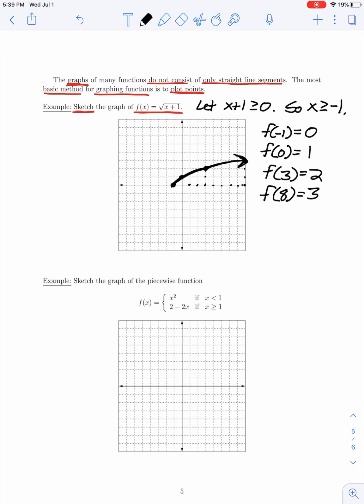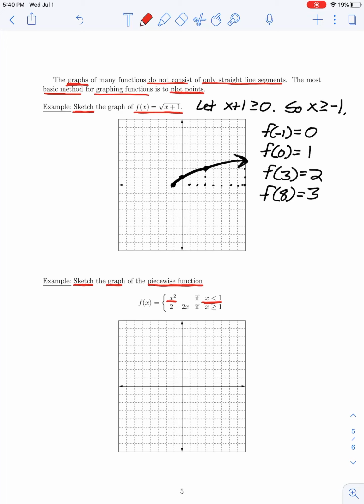All right. Now, in our next example, we have a similar problem. We're asked to sketch the graph of the piecewise function, which is defined as x squared if x is less than 1, and it's defined as 2 minus 2x if x is greater than or equal to 1. So let's consider the part first where x is less than 1. So we have a function defined as x squared.